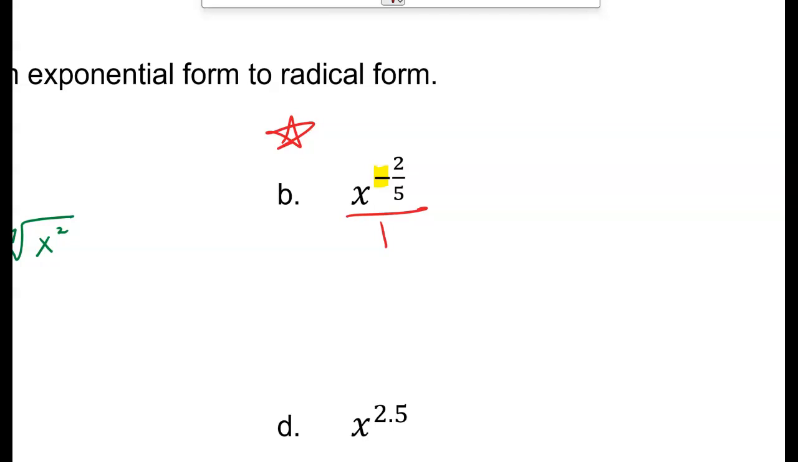So what's the very first thing we're going to do? We're going to change that to 1 over x to what? X to the 2/5. Because the moment it changes location in a fraction, it becomes what? Positive. Then just do what you've been doing here. So we get 1 over what?